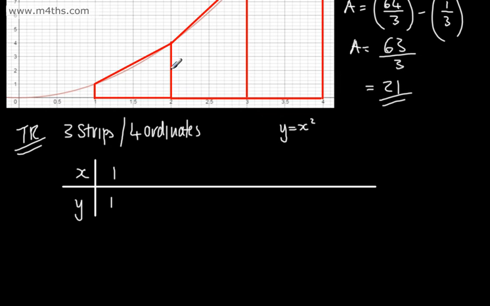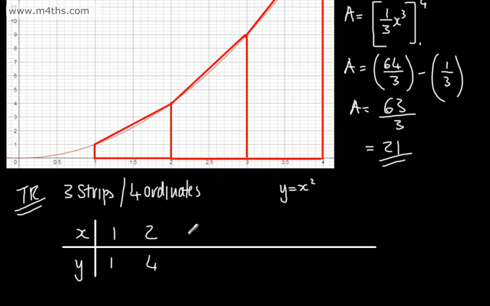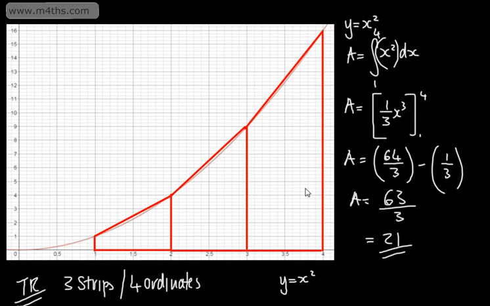If I substitute in x is 2, the y coordinate here is going to be 4. So that's going to be 2, and that's going to be 4. If I substitute in x is 3, y is going to be equal to 9. If I substitute in x is 4, 4 squared is 16, and we can see that.